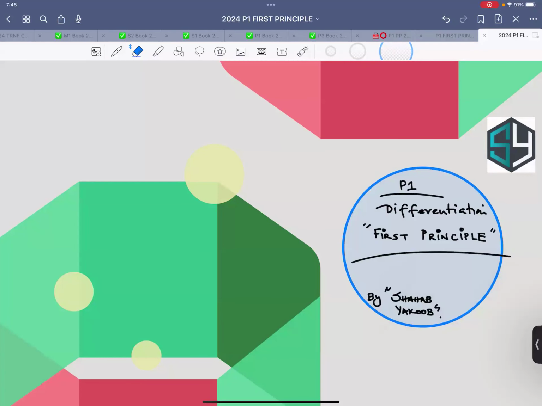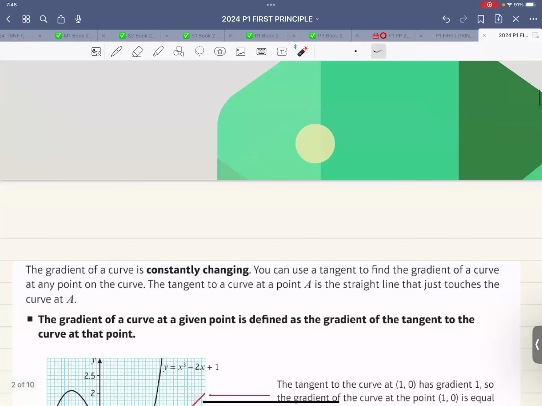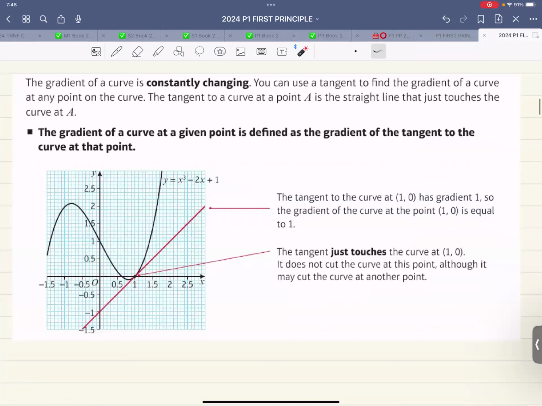We are starting with the concept of differentiation using the concept of first principle, a very basic concept. Let's look at this paragraph first. Let me underline the main details.